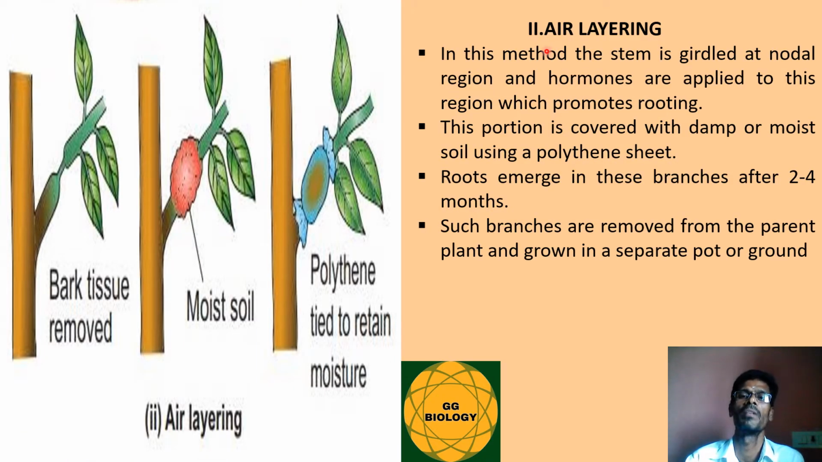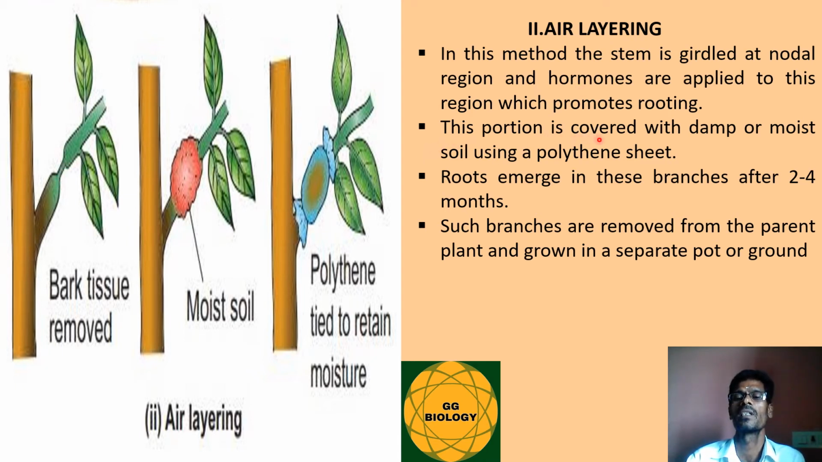The next is air layering. In this method, the stem is girdled at the nodal region. So here if you could see, the stem is girdled near the nodal region, and certain hormones are applied to this region which promotes rooting. Certain hormones are also applied in this particular region to generate the roots.